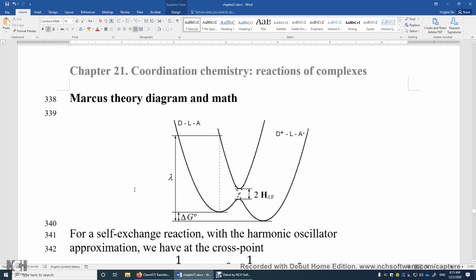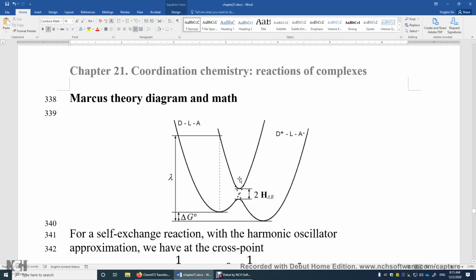Now, a bit more about this Marcus theory. So here's the diagram, and then we're going to do more derivations. This is the reactant potential energy surface. This is the product potential energy surface.